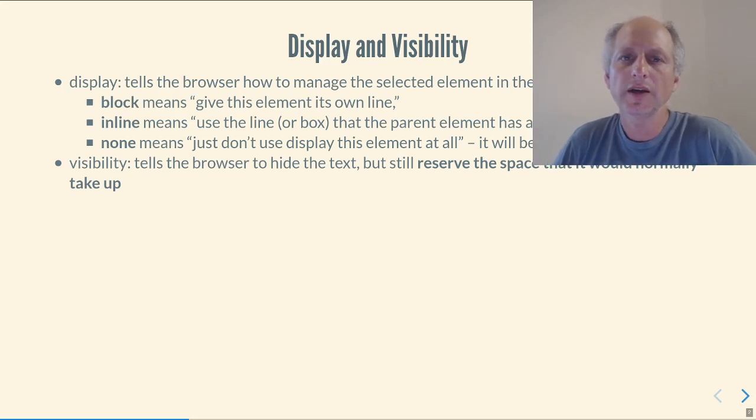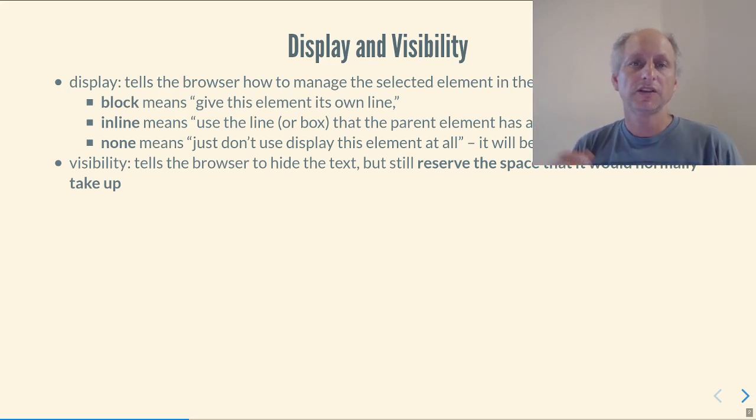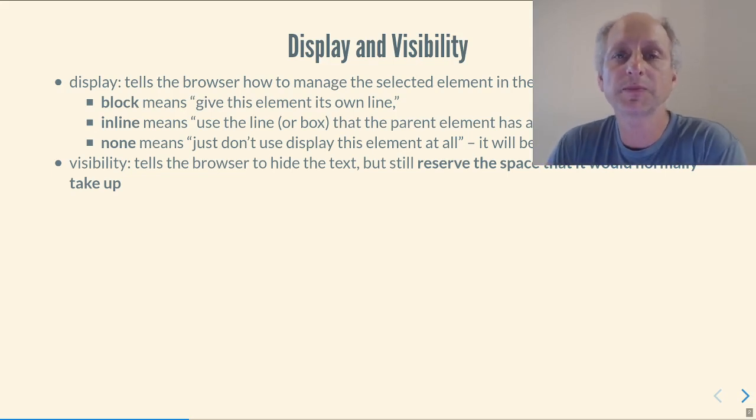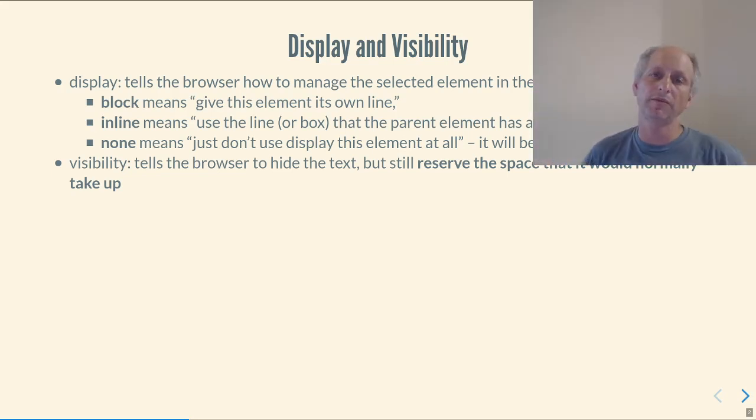A display block means give this element its own line. Display inline means show this element, but put it in the context of its parent. So like a paragraph is display block. It gets its own line. A link or an italicized instruction to italicize, those are inline elements. They're display inline. They continue the flow from the parent element. And then display none means don't show this element at all, and in fact, completely remove it from the page so that there's no hint of its existence.